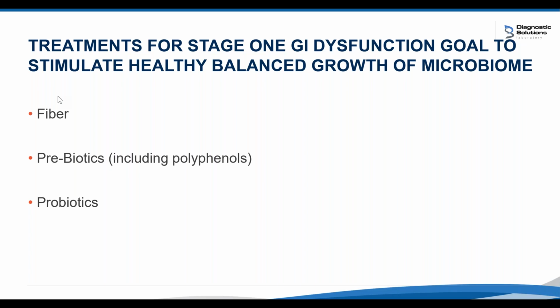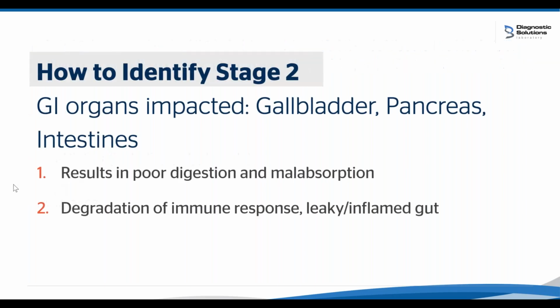So right off the bat, you have 3 simple treatment options: fiber, prebiotics, including polyphenols, and probiotics that you can use to reestablish a healthy microbiome. And that would be treating the stage 1, right? That's the very first thing you could potentially do. Now, if you want to up the ante a little bit and the patient has some more problems, you might think that they have a stage 2.